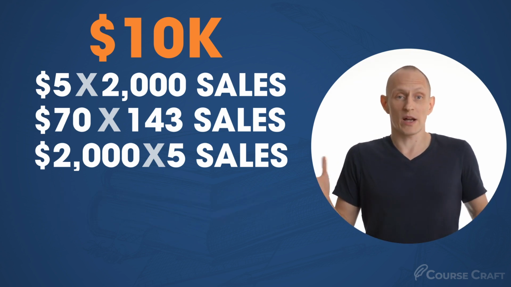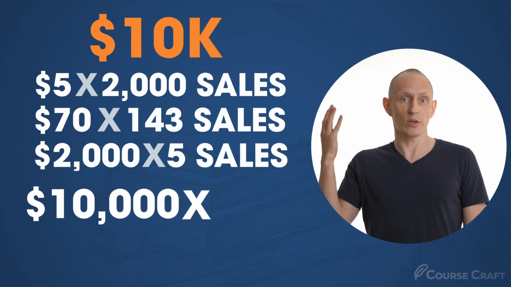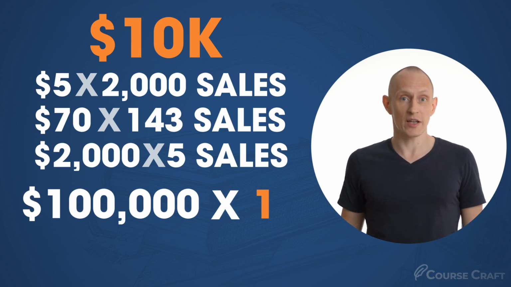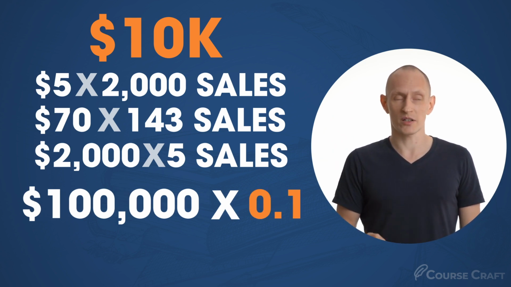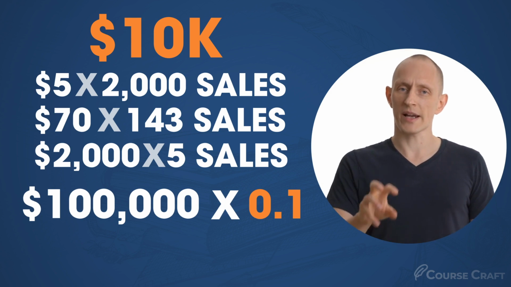But then if that's true, why don't we just keep going? I mean, we could charge $10,000 for a product and then we only need 1 single customer. We can charge $100,000 and now we only need 0.1 customers, which I guess doesn't really make sense. So we're learning something here, but it's not quite coming together yet.